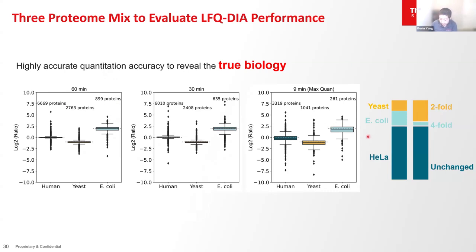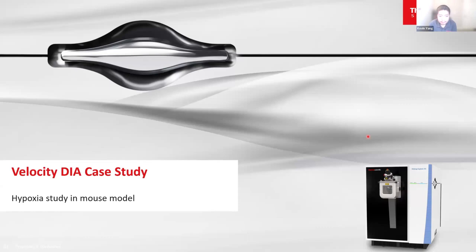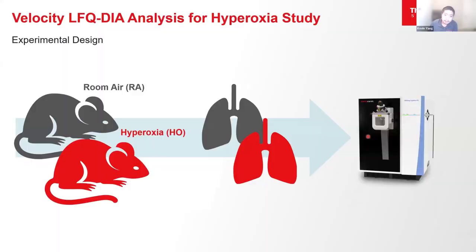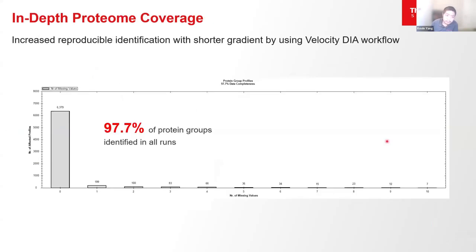So together, I hope I've shown you that the Orbitrap instrument allows you to accurately capture or answer biology questions. I want to give you a study as an example. We have this collaboration to study mouse hyperoxia. So we have mice treated with hyperoxia, denoted as HO, or room air as a control, RA. The collaborator dissected the lung out from the mouse. We processed the samples into peptides and ran them on the Orbitrap Exploris 480.